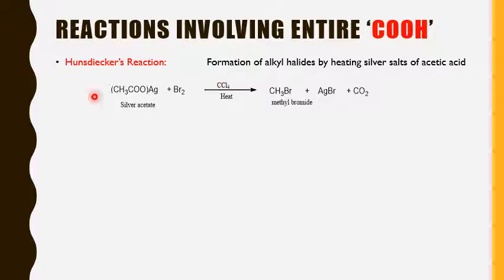So here you see the silver salt of carboxylic acid. This, upon heating with a halogen such as bromine in the presence of carbon tetrachloride, will give an alkyl halide. This is an important named reaction, which helps in the formation of alkyl halides from carboxylic acids.